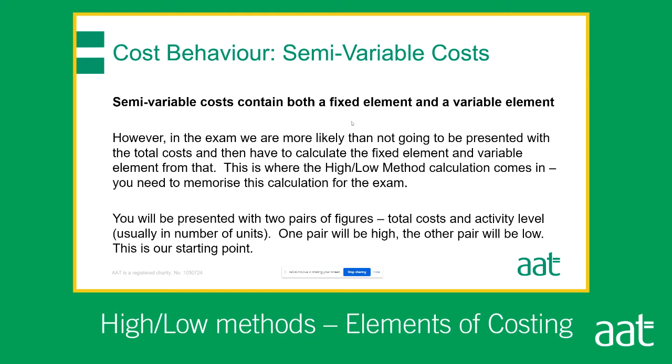So you will be presented with two pairs of figures: total costs and activity level. The activity level is usually given as a number of units. One pair of figures will be high, the other pair of figures will be low. This is our starting point.